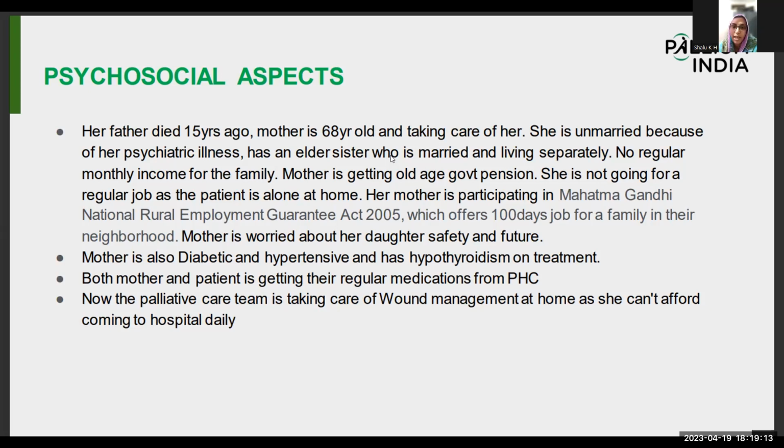Her mother is participating in the Mahatma Gandhi National Rural Employment Guarantee Act, which offers 100 days of work for a family member in their neighborhood. Mother is also worried about her daughter's safety and future. Mother is also diabetic and hypertensive and has hypothyroidism, on treatment. Both mother and patient get their regular medications from the nearby PHC. Now, the palliative care team is taking care of wound management at home, as she cannot afford coming to hospital daily.